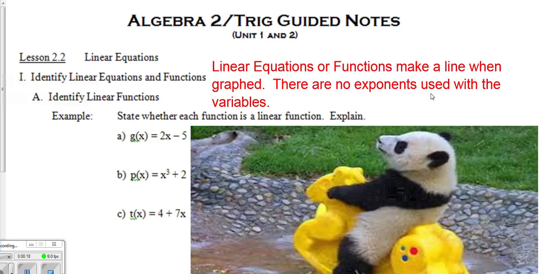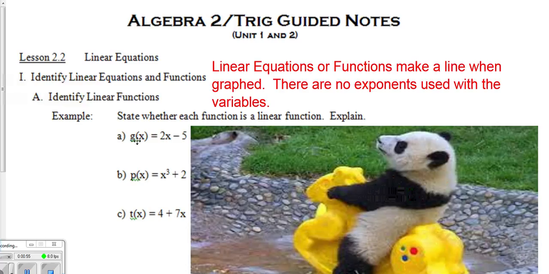There are no exponents used with the variables. So anytime you see an x squared or a y squared or x cubed or y to some other power, or even square roots, which are technically kind of like exponents, we know that those functions would no longer make a straight line. So it's no longer linear if it has those things. Looking at part A here, if we're just identifying linear functions, we're just going to be looking at whether or not an equation or a function that we are given is written as a linear function. So would it make a straight line?